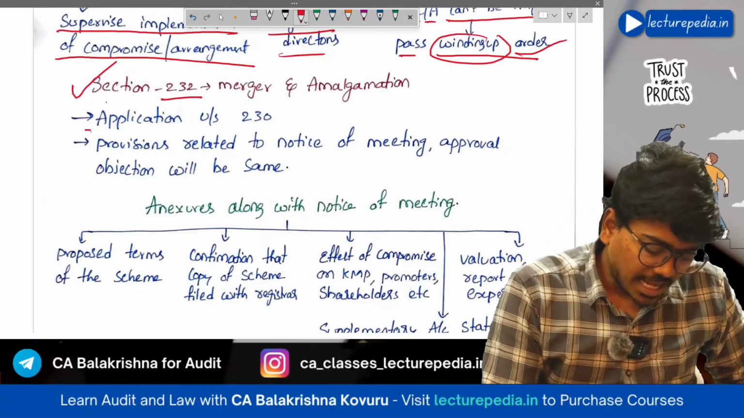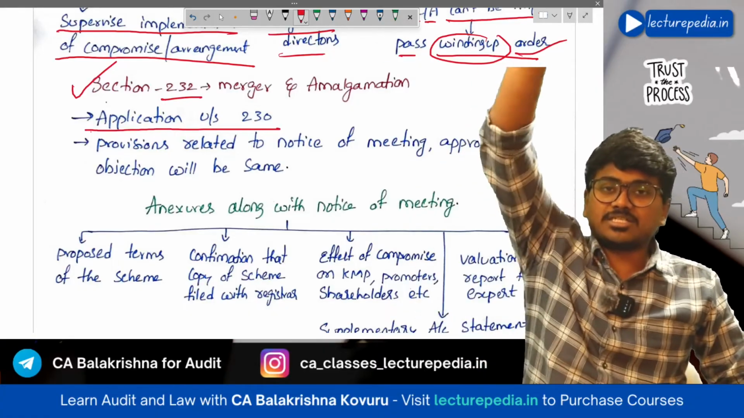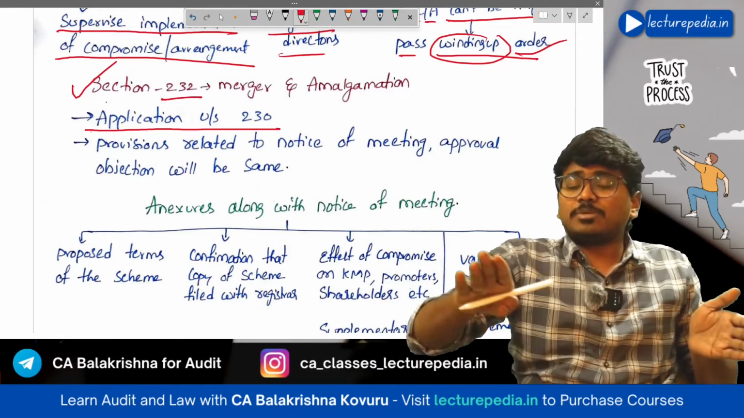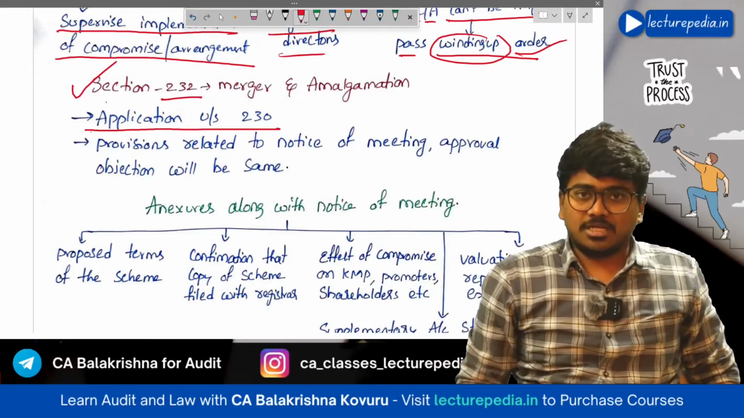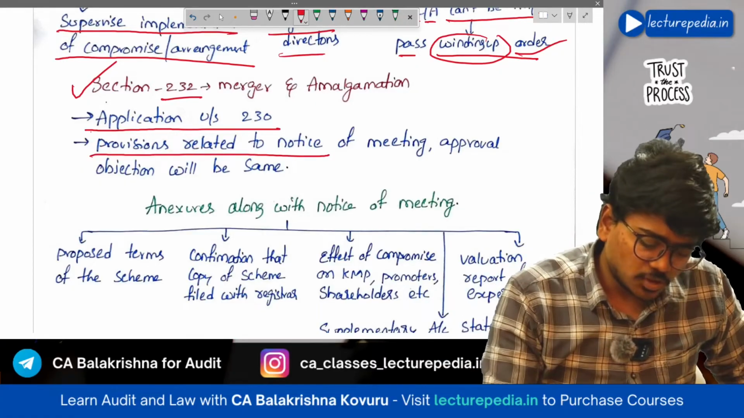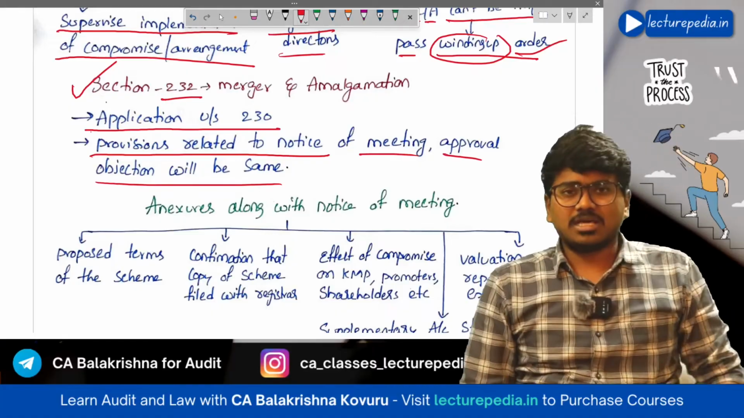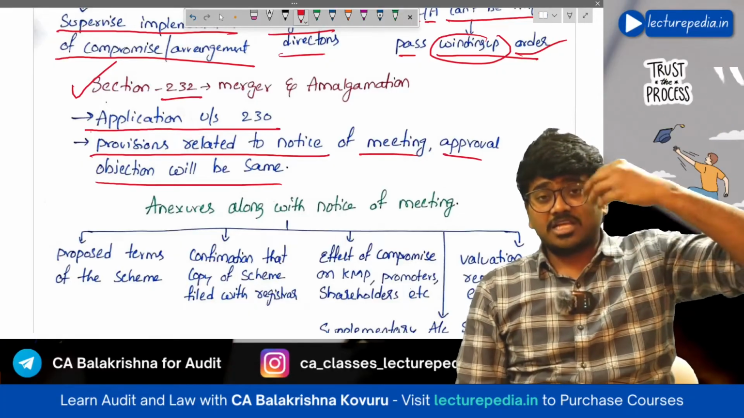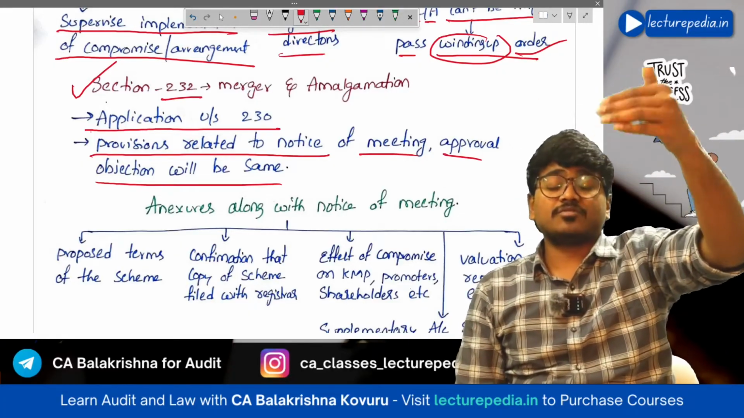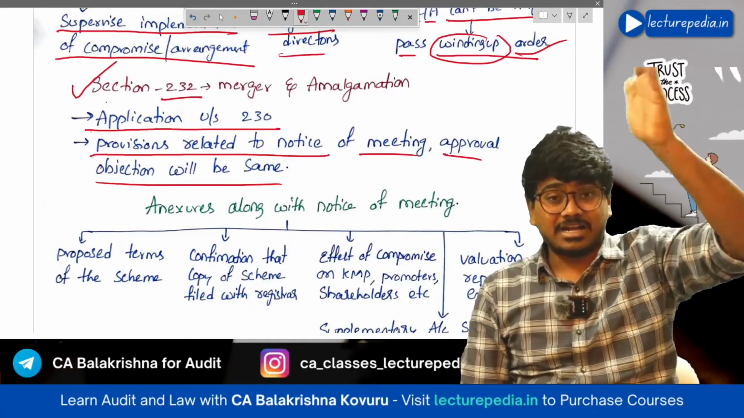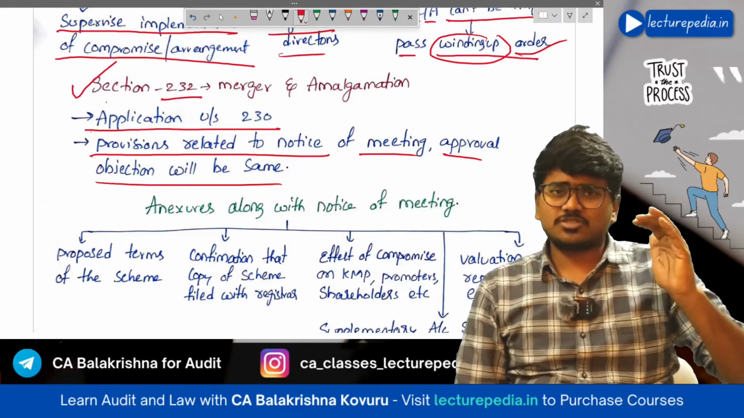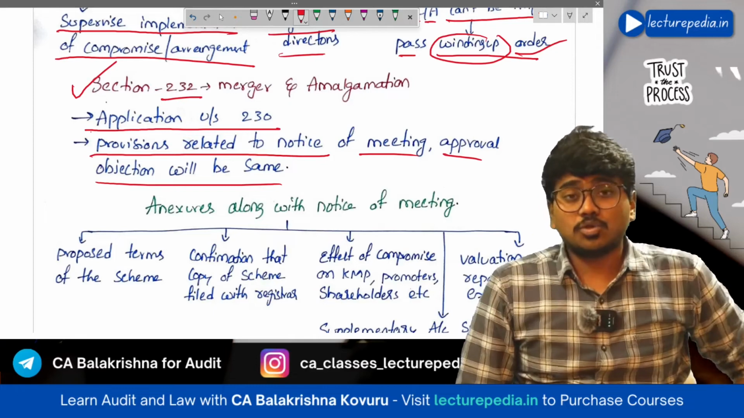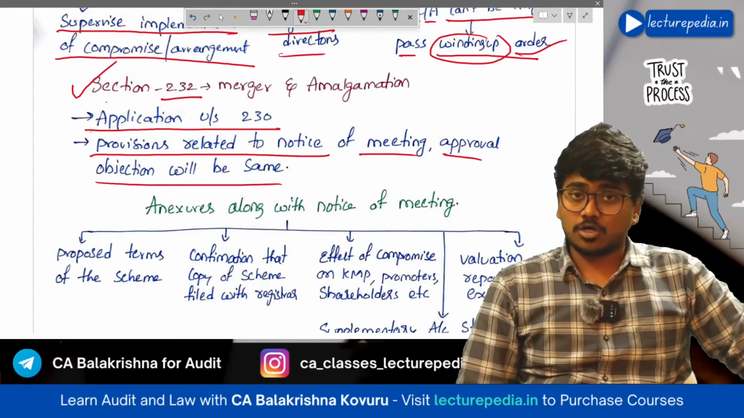The application for merger or amalgamation has to be made under section 230. That is the way in which you make an application for compromise or arrangement. In the same way, you have to make the application for amalgamation with the tribunal. Provisions related to notice of meeting, approval, and objection will be the same: for raising objection 5% of creditors, 10% of shareholders, and for giving approval a majority in number holding 3/4 of the value. All those provisions, sending notice, advertising that notice, which we have discussed in section number 230, will be mutatis mutandis applicable even for section number 232 with respect to merger and amalgamation also. Hope that is clear.